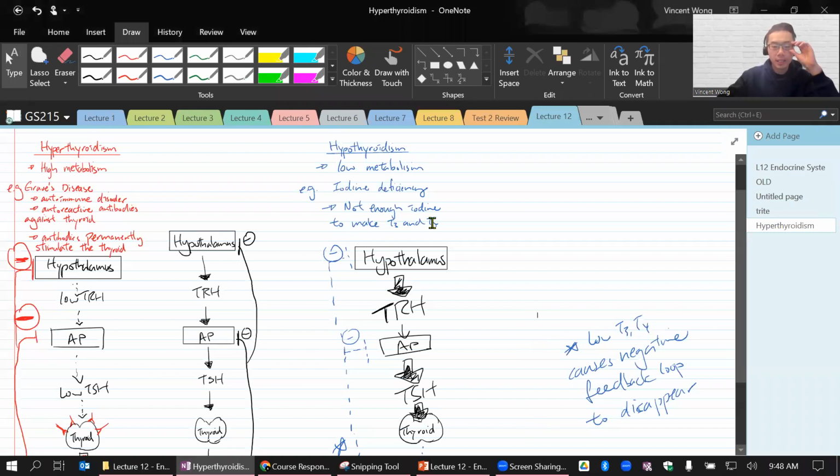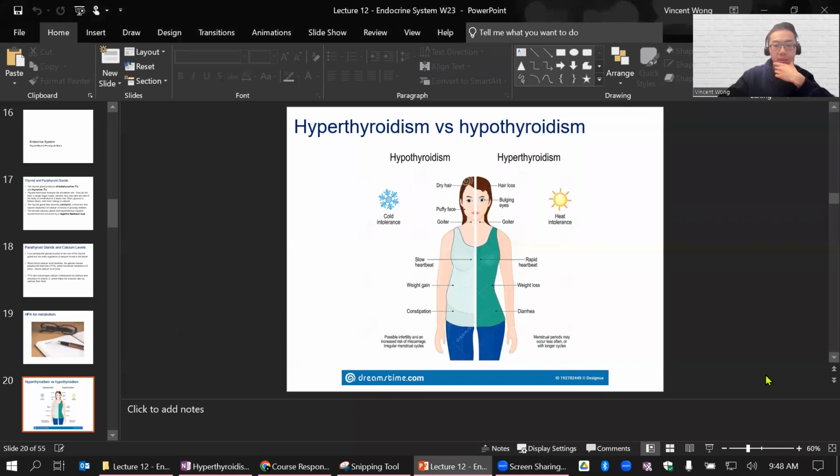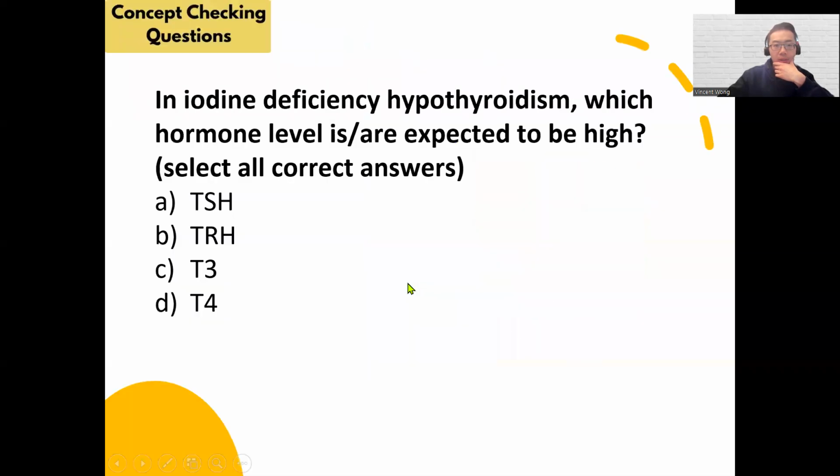Okay, let's keep going. Let's go back to here. So in iodine deficiency, which hormone level is expected to be high? Before the break, I was telling you with low T3, T4, right? The negative feedback is gone, and so you would expect TSH and TRH to be high.